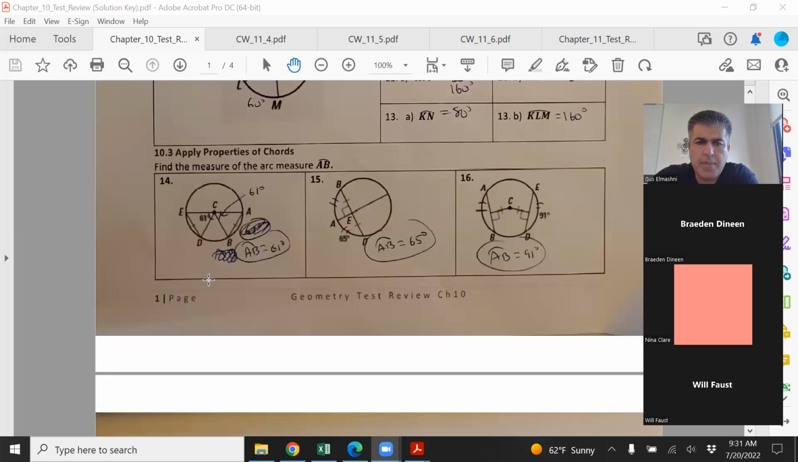Find the measure of arc AB. Okay, well, here's the deal. You know that these are the same because those were already marked up. So these arcs are the same. That's another rule that we have, that if you have two congruent chords, the arcs they intercept are going to be identical as well. And C is obviously a center. So that's 61 degrees. And because these are the same, that's 61 degrees. That's why you get 61 for arc AB.